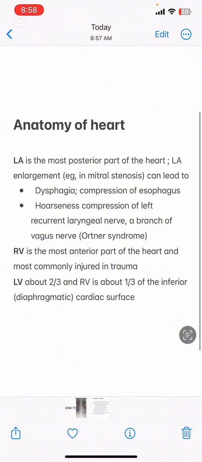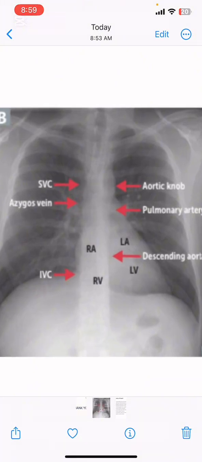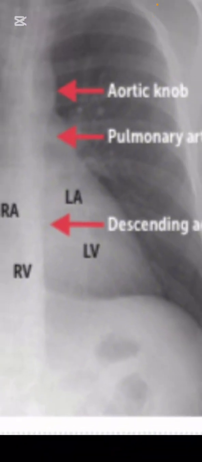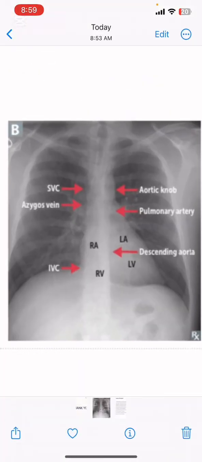Right ventricle is the most anterior part of the heart and most commonly injured in trauma. And left ventricle is the largest part, about 2/3, and right ventricle is about 1/3 of the inferior cardiac surface. As you can see in this X-ray, left ventricle is about 2/3. It is the largest part of the inferior diaphragmatic surface. Thank you so much. This is all about the anatomy of the heart.